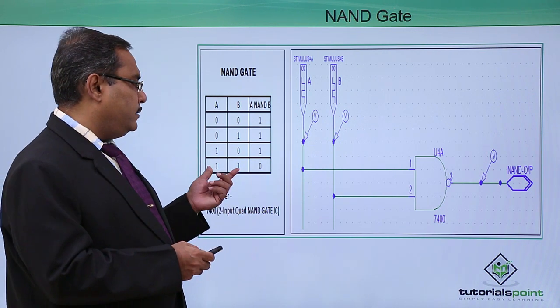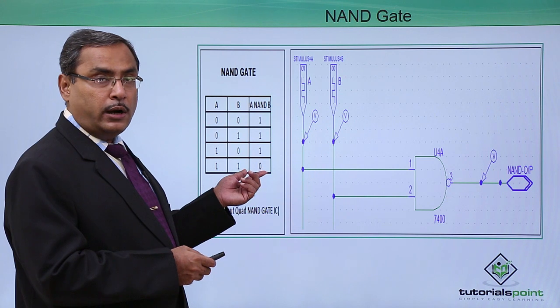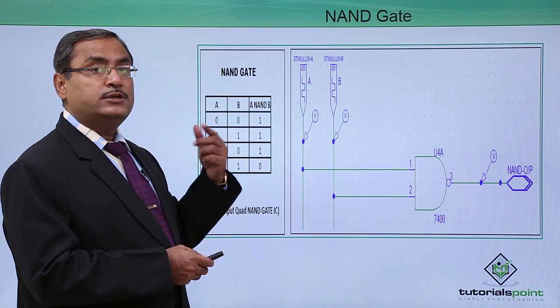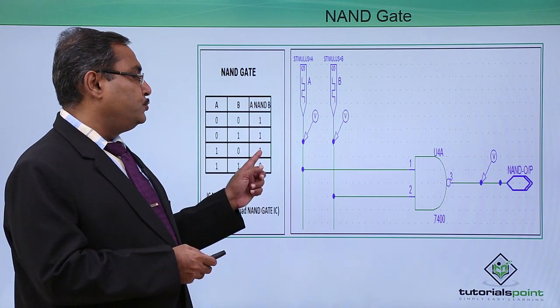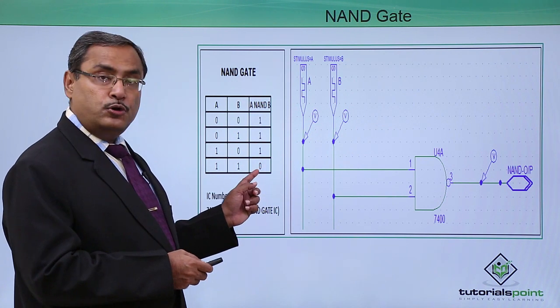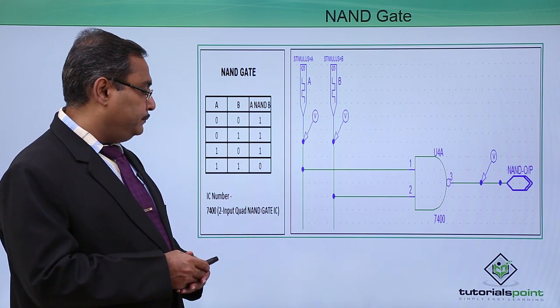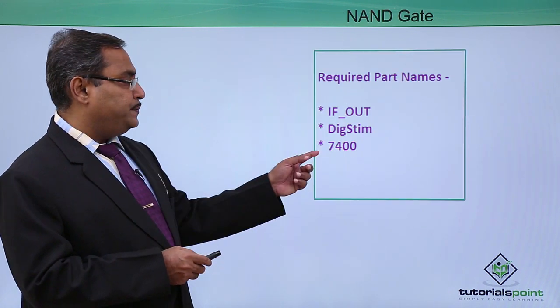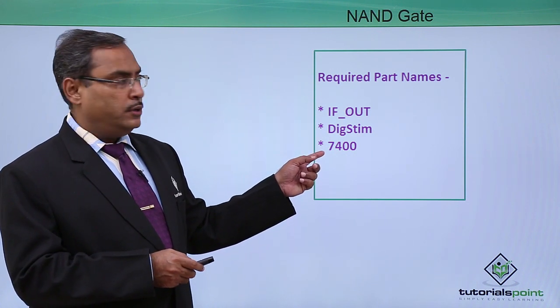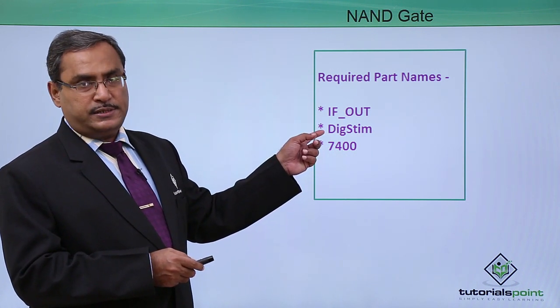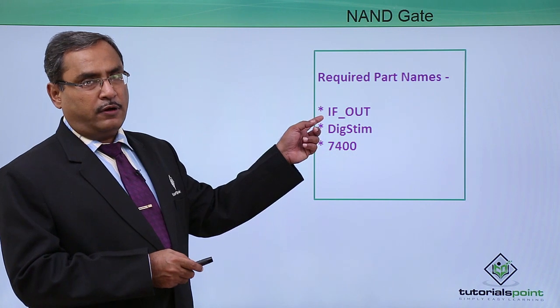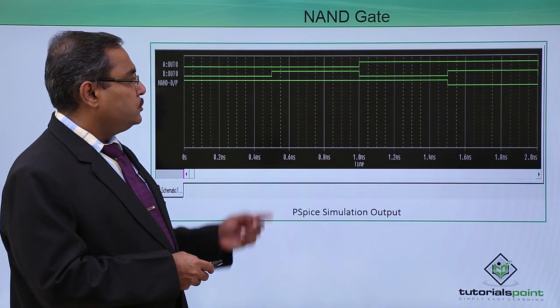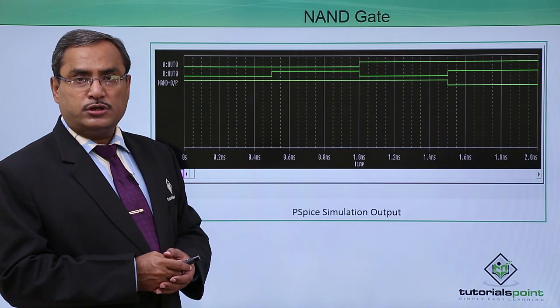So in case of AND gate, when all inputs are 1, output will be 1, otherwise it will be 0. But in case of NAND, these outputs will be 1 and this output will be 0 accordingly. So the respective IC number is 7400, and we require the digital stream for the inputs, and this is our digital output.